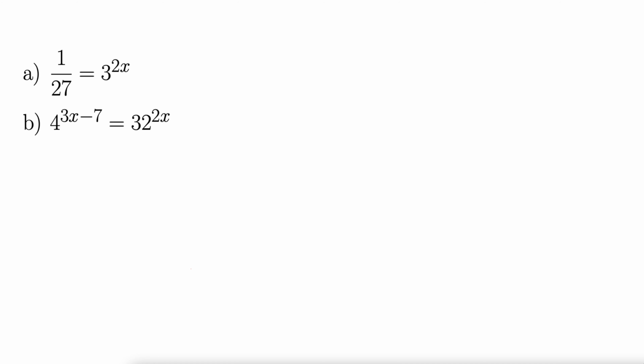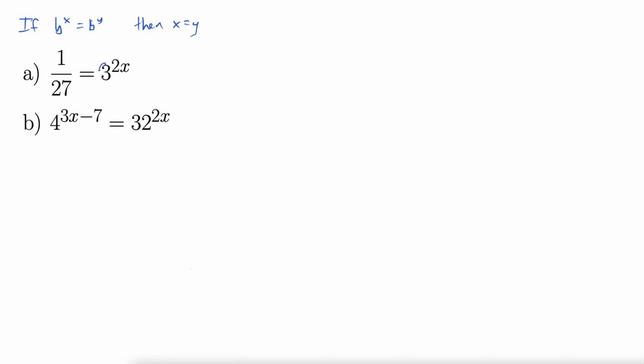Let's try these examples. For part A, we have 1 over 27 equals 3 to the 2x. Okay, so let's use this property. If b to the x equals b to the y, that is, if you can get the same base, then x equals y. Then we can just set the exponents equal to each other. So we need the same base here.